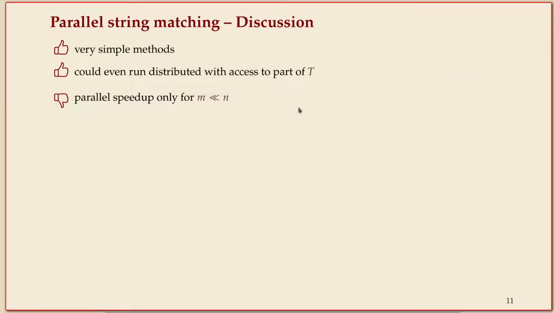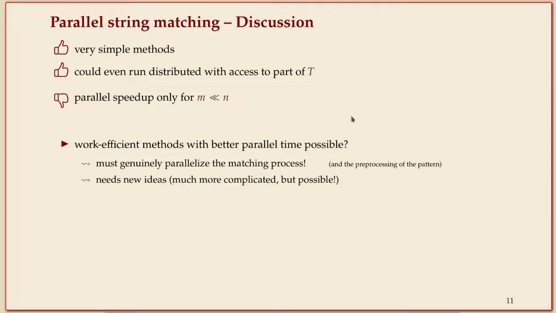That is all I want to say about the simple string matching methods that we'll look at in detail. The two things I showed you, the code is really simple. It's also reasonably efficient to implement. You could even distribute the text and it would still work. But when the pattern is also long, it might not be so helpful. So you could ask, could you improve on this? Can we get work efficient methods where the span is also better than m? So we can really parallelize somehow non-trivially this matching part. This is only possible if we can parallelize the matching process.